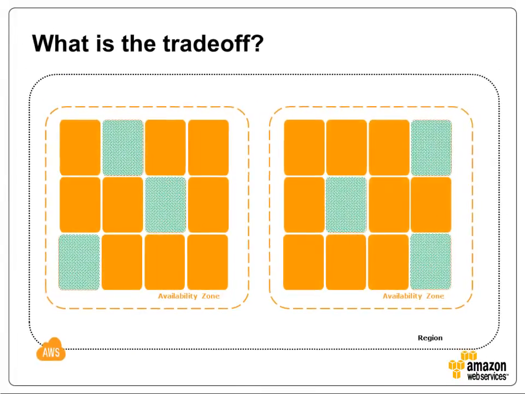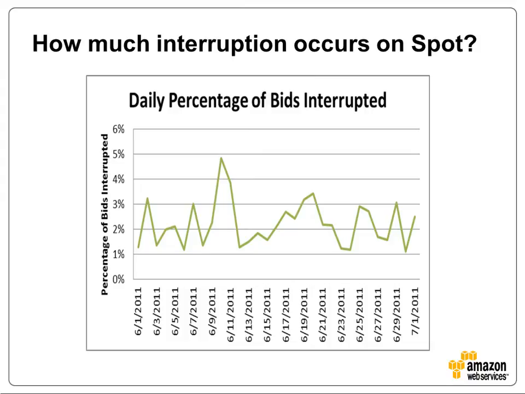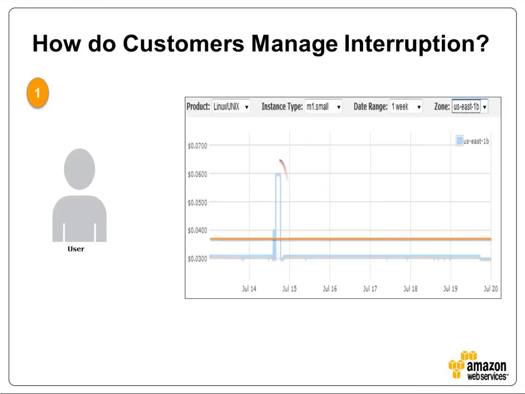beyond 1 hour. The trade-off is that your Spot instance can be reclaimed if the spot price exceeds your bid price. Over the past 3 months, on average, we have seen less than 4% of all active bids interrupted per day. Most customers we have talked to deal with interruption in two major ways.